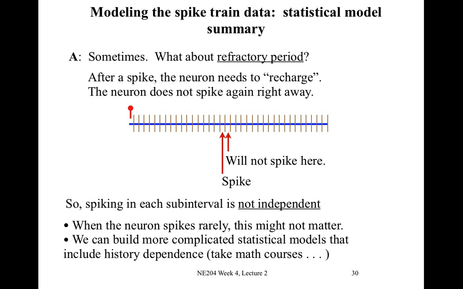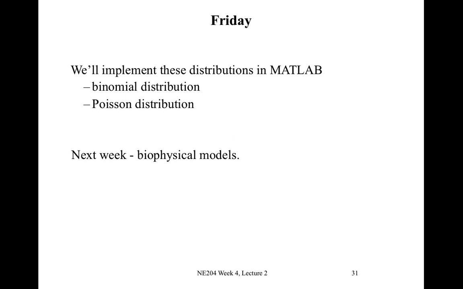And it turns out when the neuron spikes rarely, maybe this doesn't matter so much. We don't have to worry about this refractory period, because we don't expect spikes to occur right one after the other very quickly if the spiking is rare. And we can also build much more complicated statistical models that try to take into account this history dependence. And if you're interested in that, you can take more math courses here at BU. And please feel free to email me or talk to me if you're interested in those. So what we'll do on Friday is we'll implement these things in MATLAB, and next week we'll start building biophysical models.